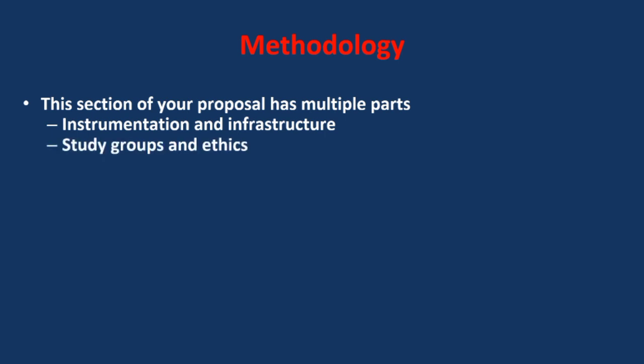Some of the parts of methodology include instrumentation and infrastructure. So if your research will involve labs whereby you will be carrying out some experiments, you have to talk about your instrumentation as part of your methodology, and also your study groups, and then ethics should also be captured in your methodology section. The study group has to do with the population that you are targeting. Are you targeting a school-going population, or are you targeting patients in a particular hospital? They should be captured here.